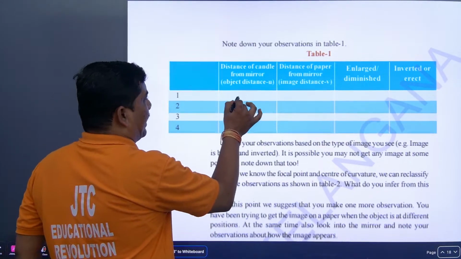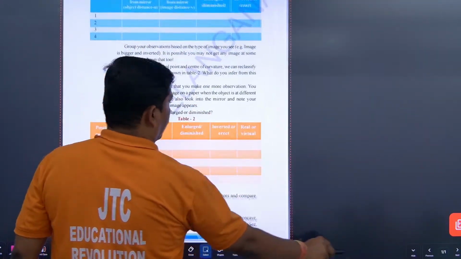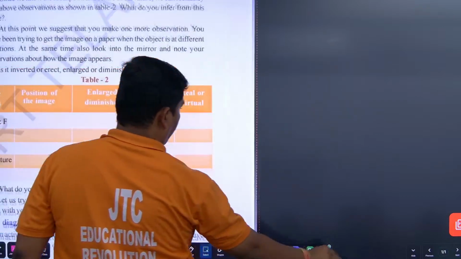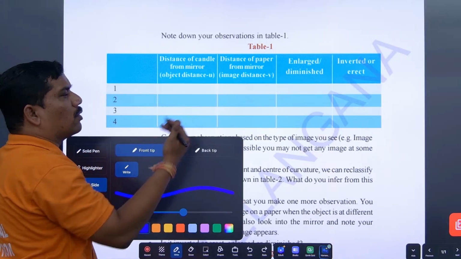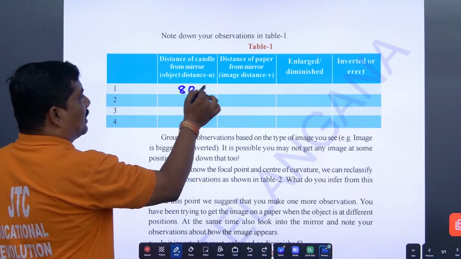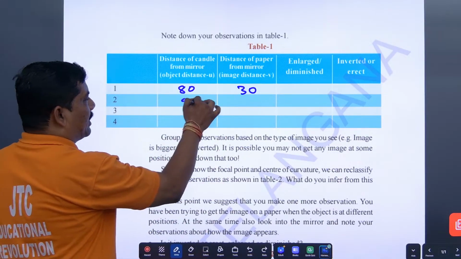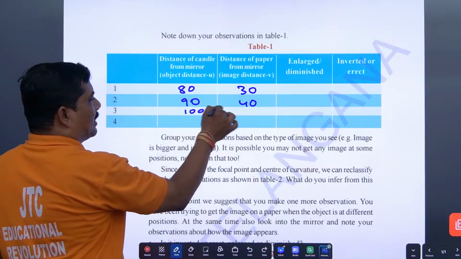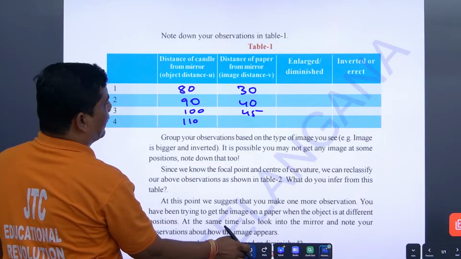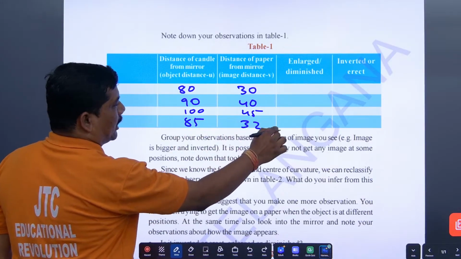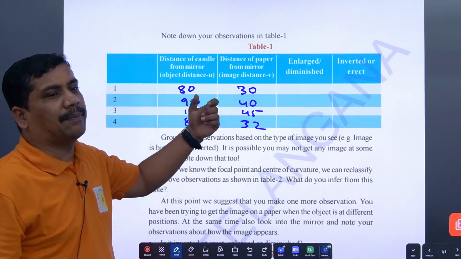Now, object distance 80 centimeter. You should write this table. Take your own values. Object distance 80 centimeter, image distance suppose 30 centimeter. Object distance 90 centimeter, image 40 centimeter. 100 centimeter, suppose 45 centimeter. And you can take some 110, or you can take another value also, 85 centimeter, then this is 32 centimeter. Like this, you write these values without doing any practical work there.